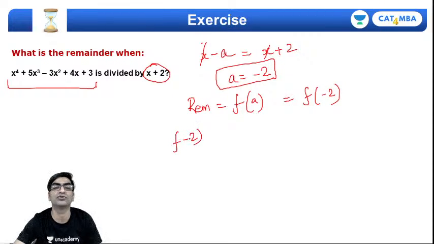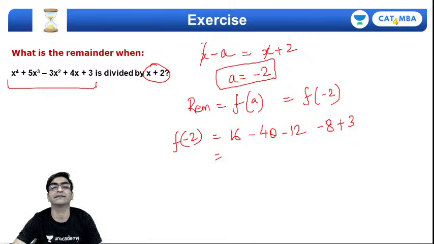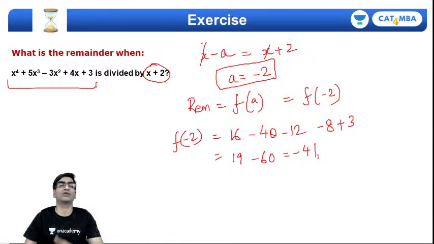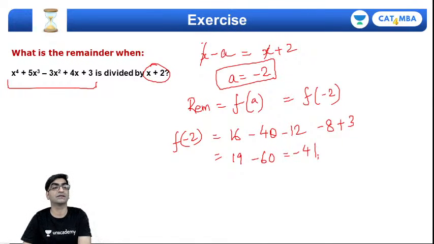F of minus 2 would in fact be minus 2 to the power 4, that's 16. 5 into minus 2 cube, that's minus 8. So 5 into minus 8 is minus 40. 3 into 4 is 12, so minus 12. 4 into minus 2 is minus 8 plus 3. Right? What do I get? 16 plus 3, 19. And adding all the negatives, 40 plus 20 is 60. So 19 minus 60, I'm getting minus 41. So the required remainder in this particular problem is minus 41.